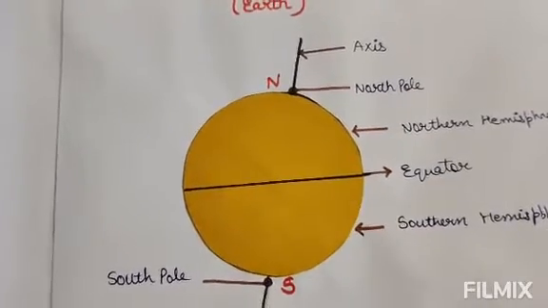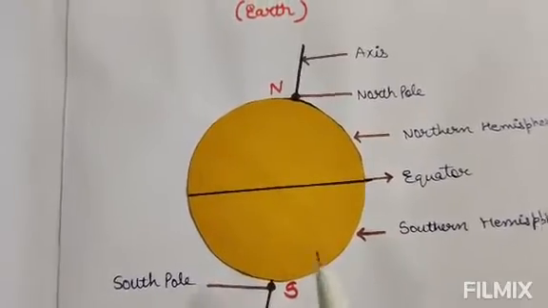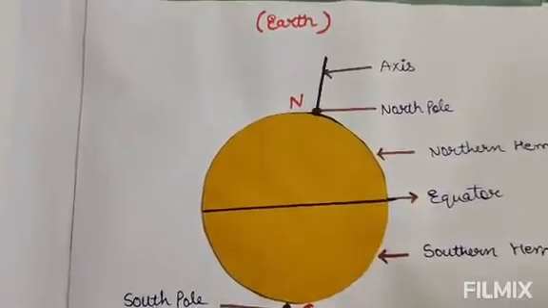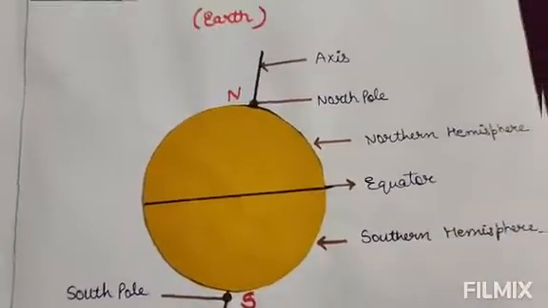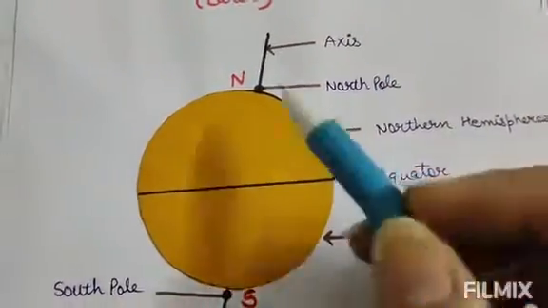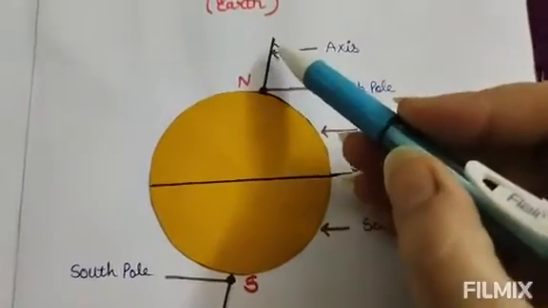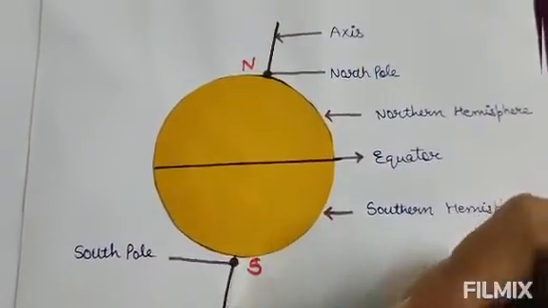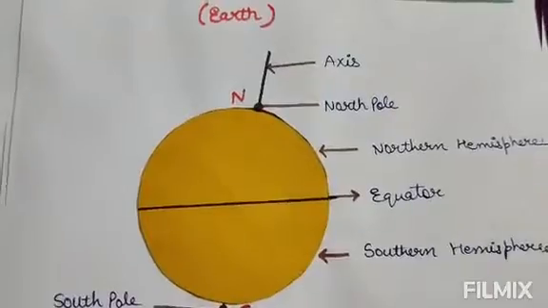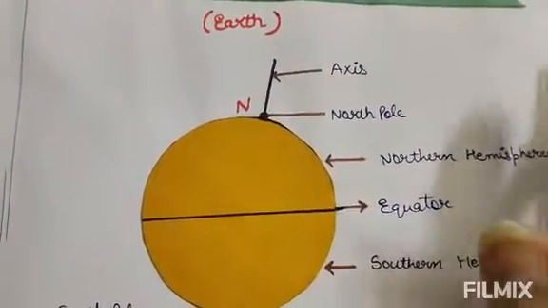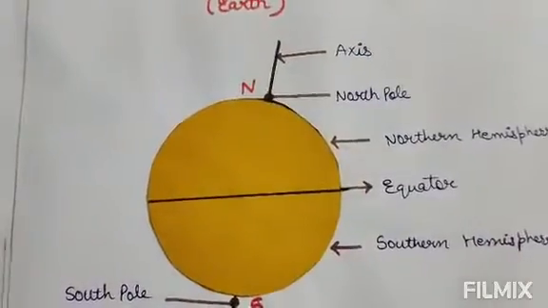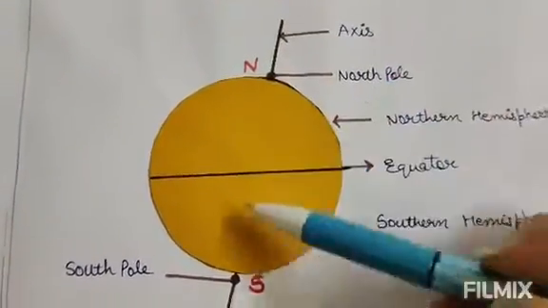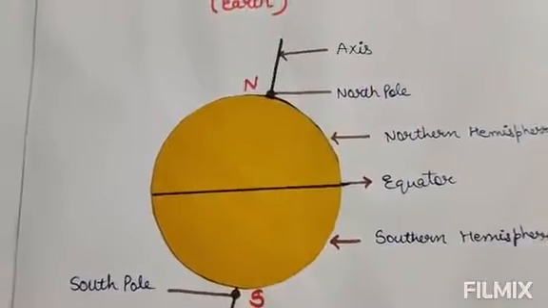So see this first picture. This picture is of Earth, or you can say the model of Earth, globe, right? So this circle represents globe. Now see this line. This line is axis. So we have studied this in chapter number 3 that Earth rotates on its axis. So this line right here is axis.